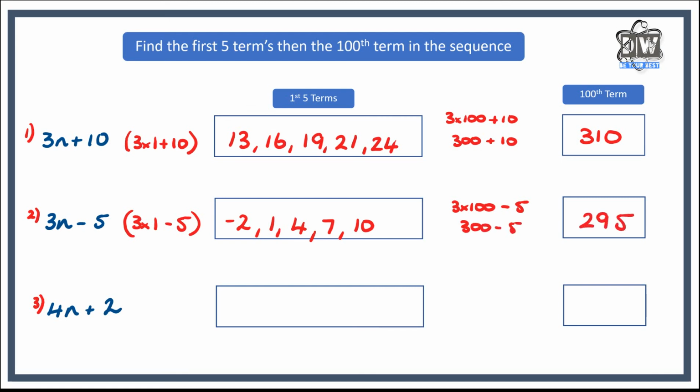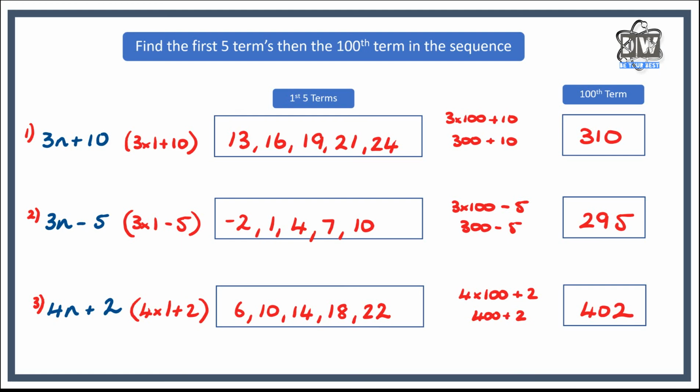295. And last but not least, let's go over the last question, which is 4n plus 2. So remember, we're going to take away this n and input 1. 4 timesing by 1 gives me 4, plus the 2 gives me 6. I know it's going up by 4 each time, so my next answer is going to be 10. Then it's going to be 14, 18 and 22. Let's find the 100th term of that sequence. So 4 timesing by 100 plus the 2. So we've got 400 plus 2, which is 402.